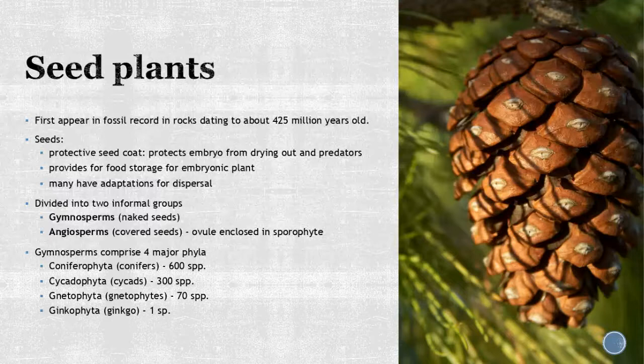Now we're going to break it up into two groups, the gymnosperms, which we call the naked seeds, and the angiosperms, which is the next lecture, which are the covered seeds. So you're going to see an ovule enclosed in a sporophyte. Now we're going to break them up into four major phyla, which I'll talk about on the next slide.